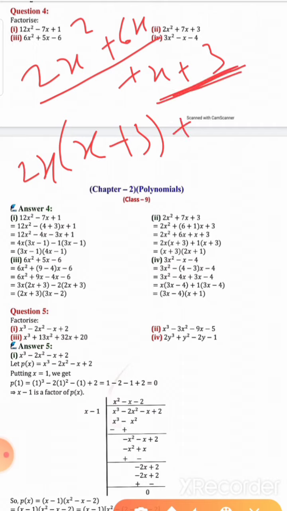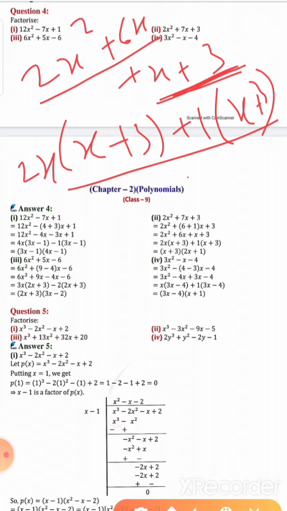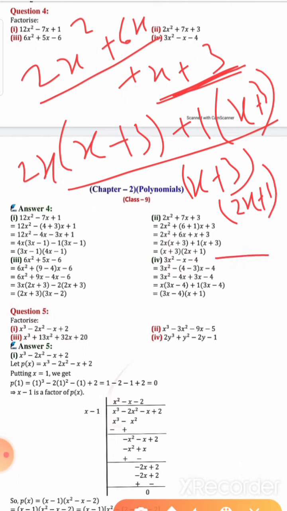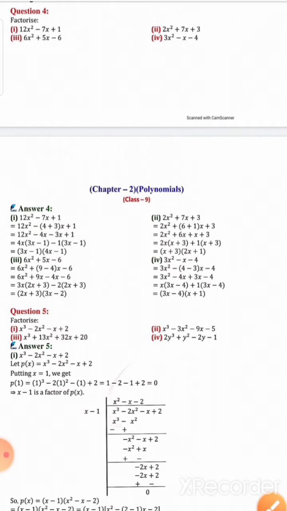the whole pair, so we take 1 common here, we get the bracket x plus 3. In the whole pair we take x plus 3 common from both, we get the rest bracket 2x plus 1. So the factor of our quadratic polynomial is x plus 3 into 2x plus 1. Next question, question number 3.